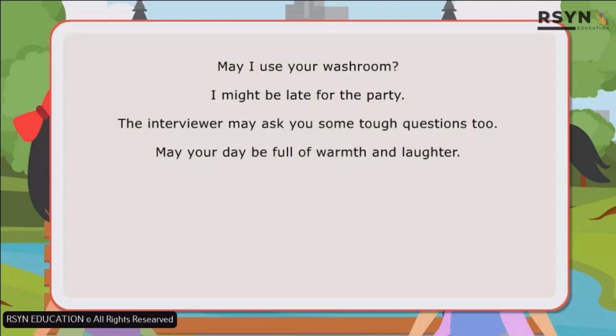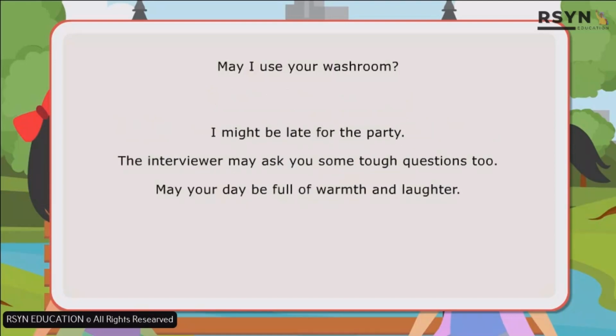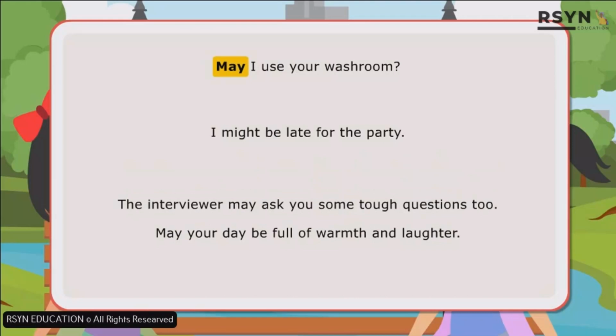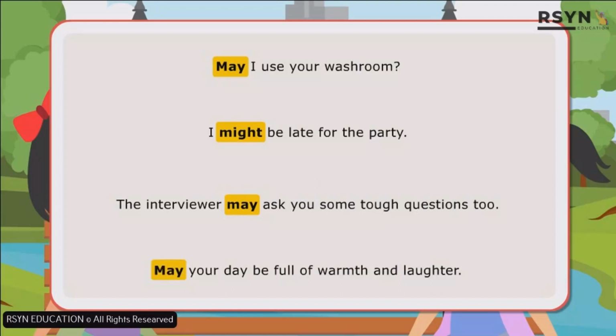In the first sentence, may has been used to ask for permission. In the next sentence, might has been used for a weak possibility. In the third sentence, may has been used for a possibility. In the last sentence, may has been used for expressing a wish.